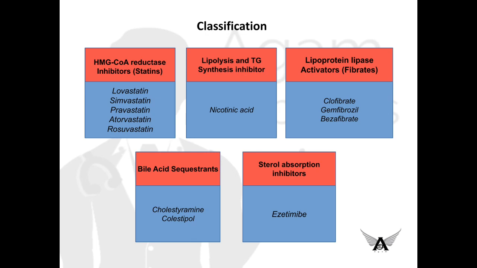So by the name itself, you can just understand the mechanism of action. First one is HMG-CoA reductase. So it is going and inhibiting some enzyme. And second one, lipolysis and triglyceride synthesis inhibitor. Something it is doing to prevent the formation of fatty acids. Third one is fibrates. Fibrates is lipoprotein lipase activators. So it is stimulating an enzyme. And fourth is bile acid sequestrants. It goes and binds with bile acids. And fifth one is steroid absorption inhibitors. So it causes some interruption in the cholesterol absorption.